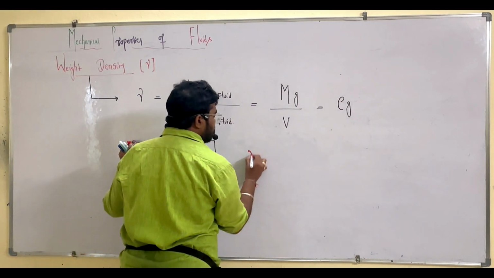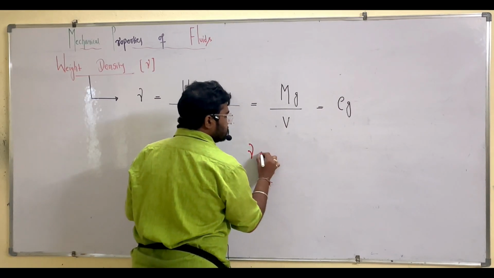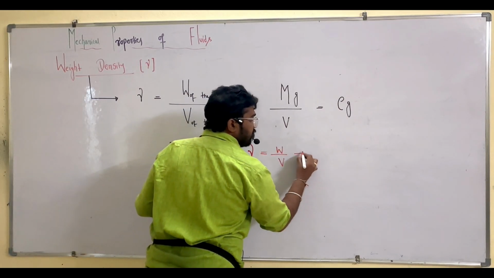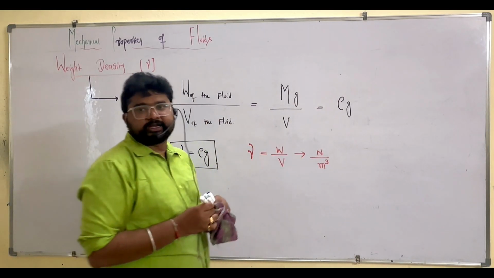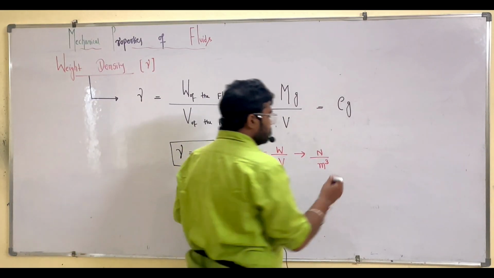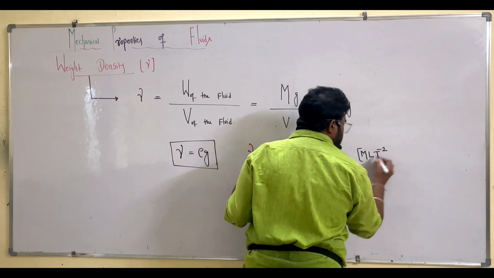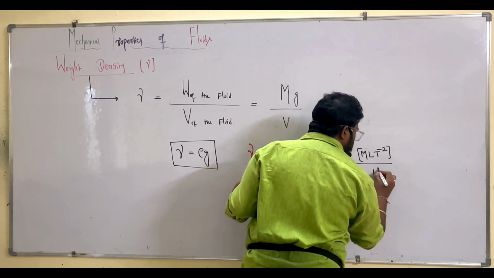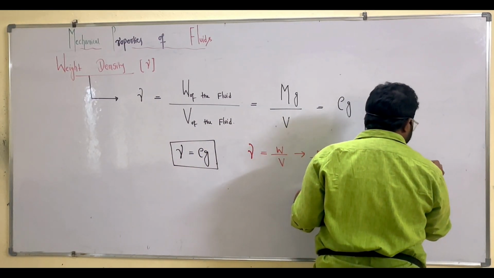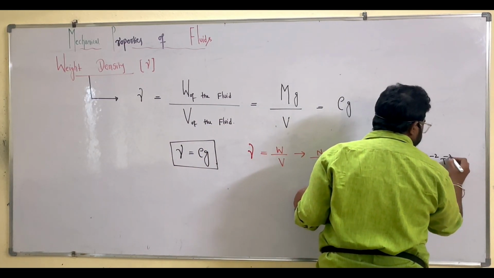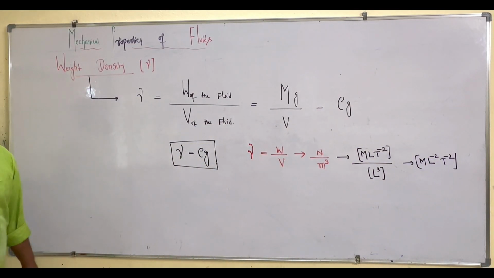What is the unit of gamma? Weight per unit volume means Newton per meter cube. What is the dimensional formula? M L T power minus 2 divided by L cube, so M L power minus 2 T power minus 2. This is the dimensional formula for weight density.